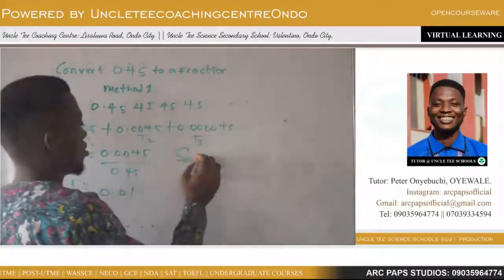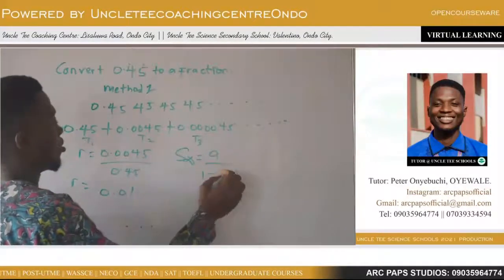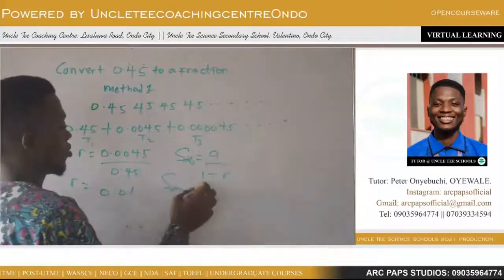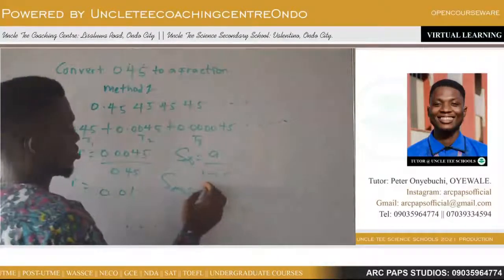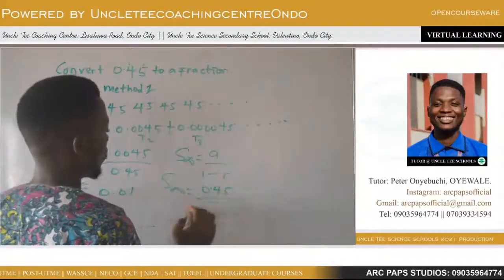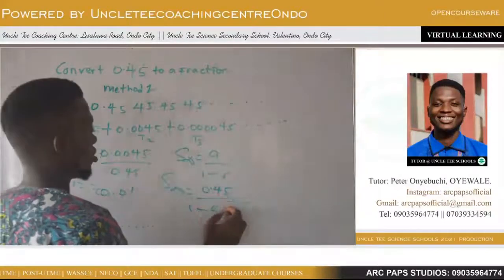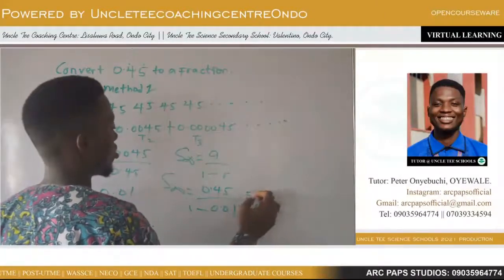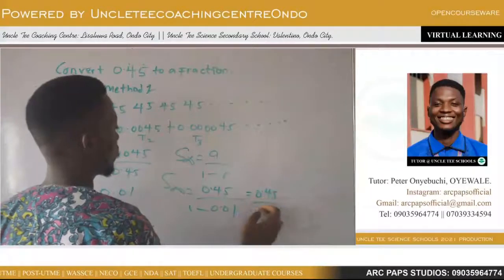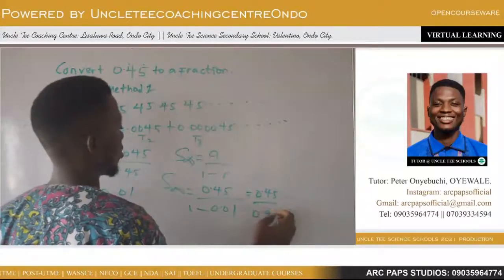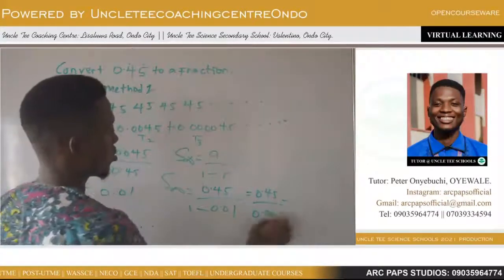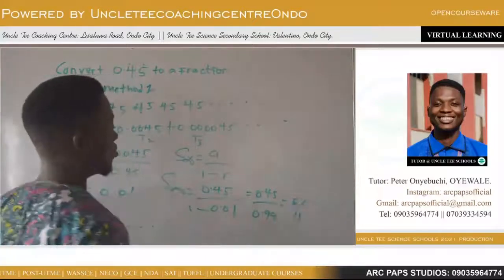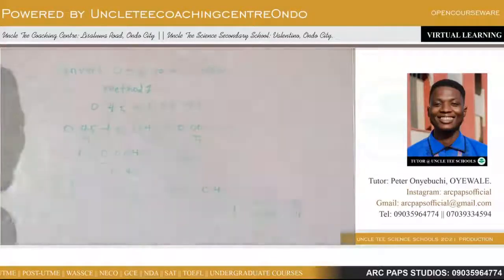Now, since we have gotten our R to be 0.01, our sum to infinity is A over 1 minus R. Our A is 0.45 over 1 minus our R, 0.01, which is equal to 0.45 over 0.99. Now 45 over 99, that will still give us 5 over 11, which is another approach to solve.